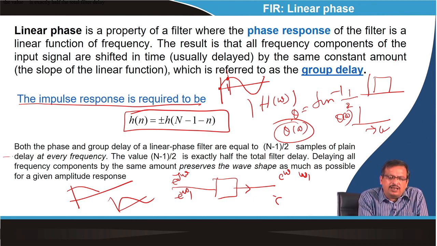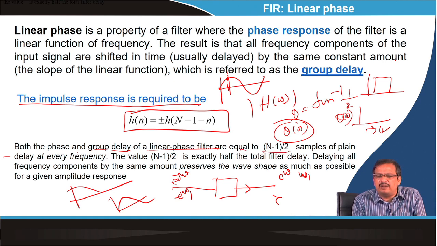So I can say both the phase delay and group delay in a linear phase filter are equal to (N minus 1) by 2 samples, a plain delay for every frequency. So (N minus 1) by 2 is exactly half of the total filter delay.